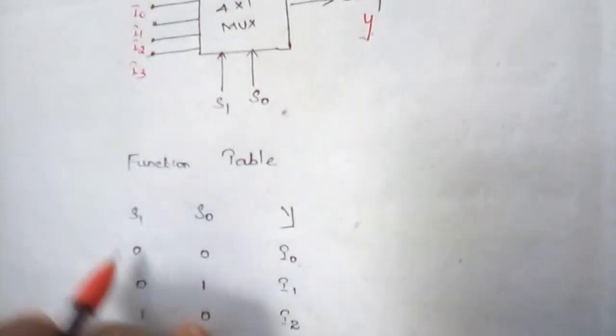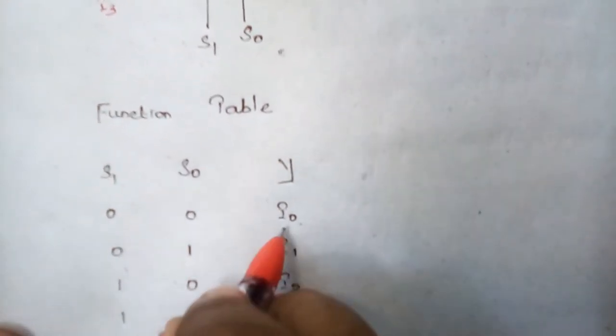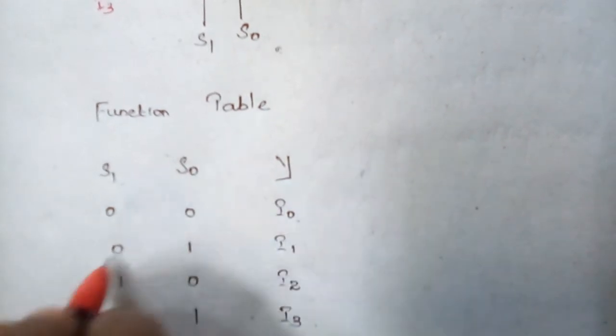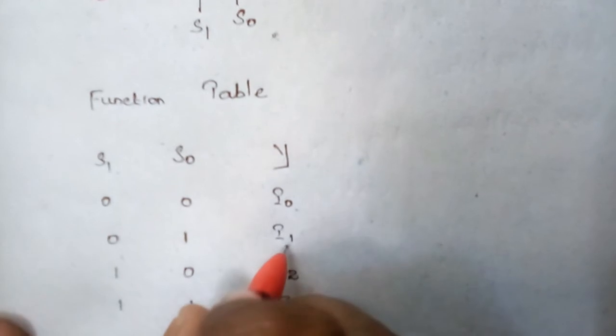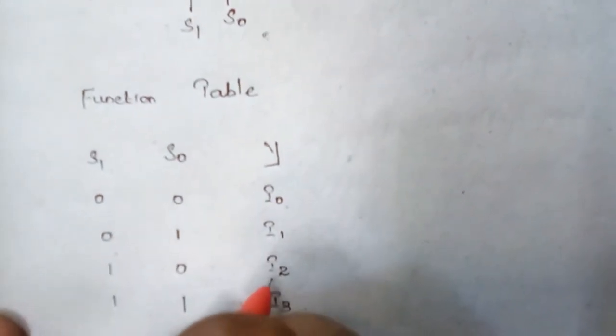That means if the data selectors both are low, if it is 0 and 0, I have the output as I0. And if one is low and one is high, I have the output as I1. And if one is high and another one is low, I have the output as I2. If both the selectors are provided as 1 1, I have the output as I3.